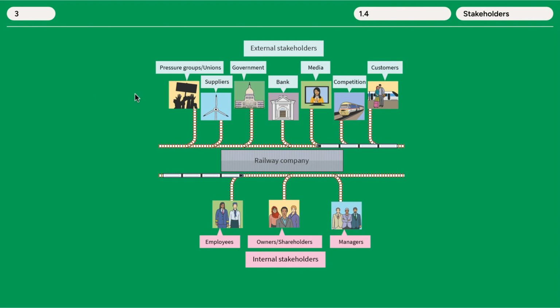So as you can see, there are a lot of different groups that are classified as stakeholders of a business. And all of these groups actually have an interest, or they are involved in the activities of the business. So here we can see the employees, for example. The employees that work in the railway company might be impacted by the decisions that the managers make within the company. So you can see how they're actually impacted by the company itself.